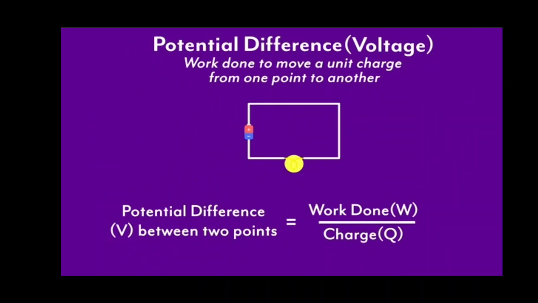Potential difference, which is known as voltage colloquially, is the work done to move a unit charge from one point to another point in a conductor. Potential difference is denoted by the letter V. Since it is the work done in moving a unit positive charge from one point to the other point in a conductor, it is given by the formula V is equal to W by Q. W here denotes the amount of work done and Q denotes the charge flowing through the conductor. The SI unit of potential difference is volt.